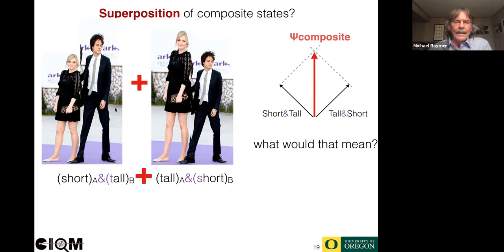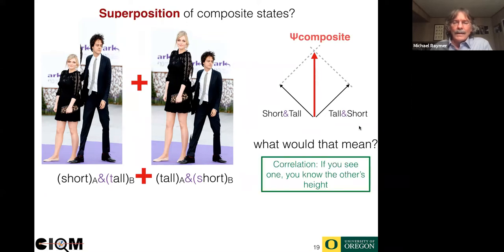Now, what would this mean? Not for people, it's impossible, but for electrons or photons, what would that mean? Well, it means there's a correlation. If you see one, you know the other. So let's say you just saw this short person here walking through the door, and you hadn't seen the other person yet. Just by seeing the one person, if you know that this is the state, you could correctly predict that the other person is tall. But if you saw the first person as tall, then you could correctly predict the second person was short. So that's a correlation.